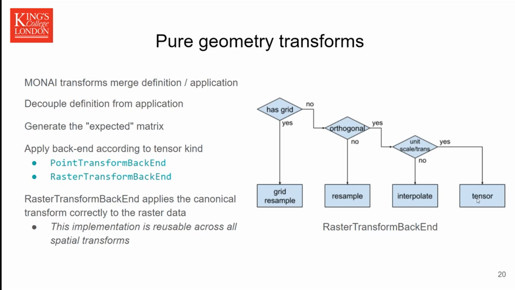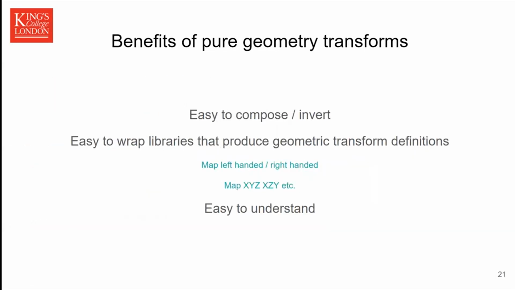And this allows any spatial transform to transform image data the correct way without having to implement that for every single transform that performs spatial operations. It's reusable across all spatial transforms. And then it means that our implementation of all of our transform types is shareable across all transforms that we have now and all transforms that we might want to write in the future.